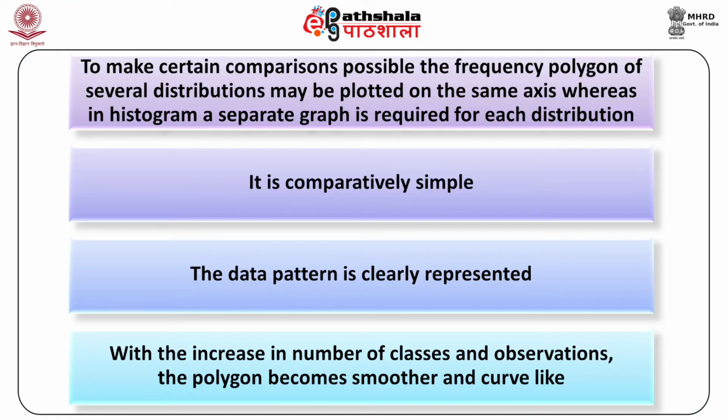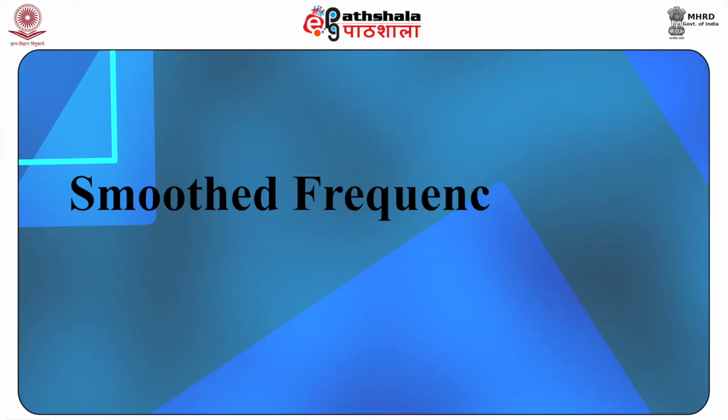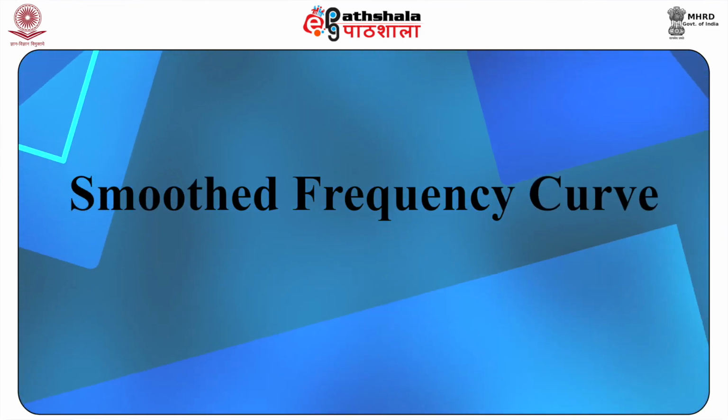To make certain comparisons possible, the frequency polygon of several distributions may be plotted on the same axis, whereas in histogram, a separate graph is required for each distribution. Frequency polygon is comparatively simple, where the data pattern is clearly represented. With increase in the number of classes and observations, the polygon becomes smoother and curve-like. Now, next category is smooth frequency curve.